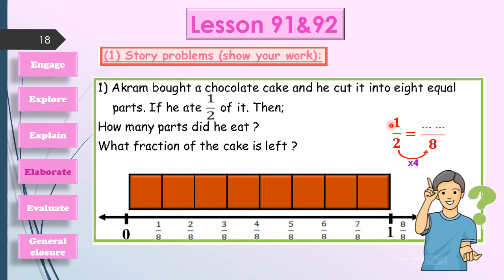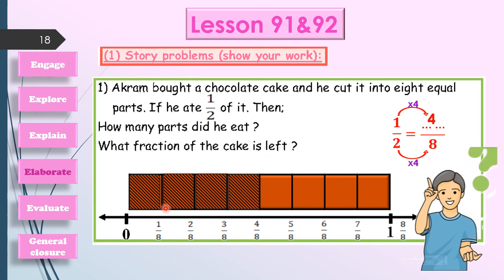Then 1 times 4 equals 4. Then I will color 4 eighths. Half equals 4 eighths. Then let's go here. 1, 2, 3, 4. 4 parts out of 8, which is, yes, half. Then the first question is, how many parts did he eat? It will be 4 parts out of 8.